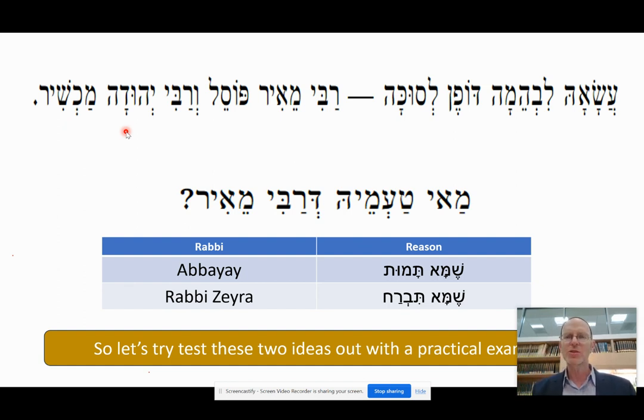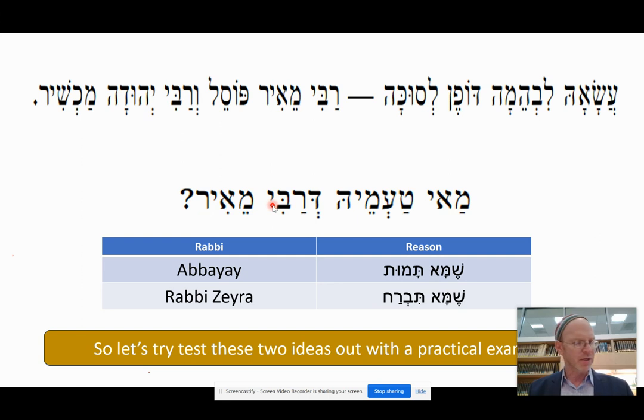So this is what it's saying. Summarize what we know, what the Braita says. That's question number two. And then question number three: now we're up to the Talmud. The Talmud asks the question, "Mai ta'ama d'Rabbi Meir?" What is the reason for Rabbi Meir?